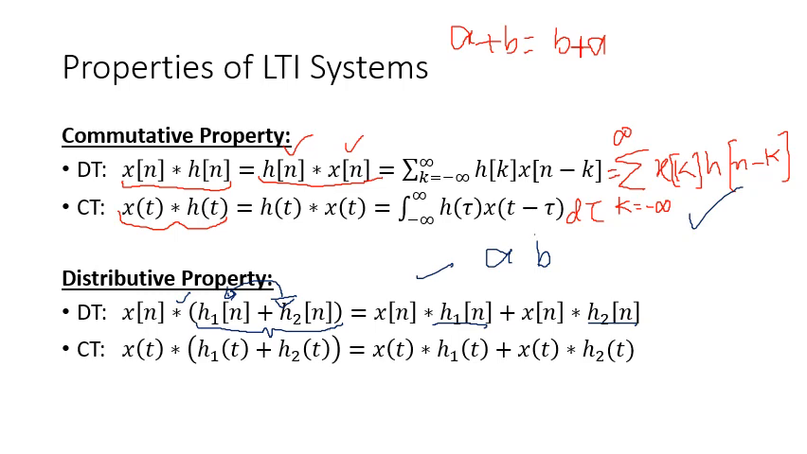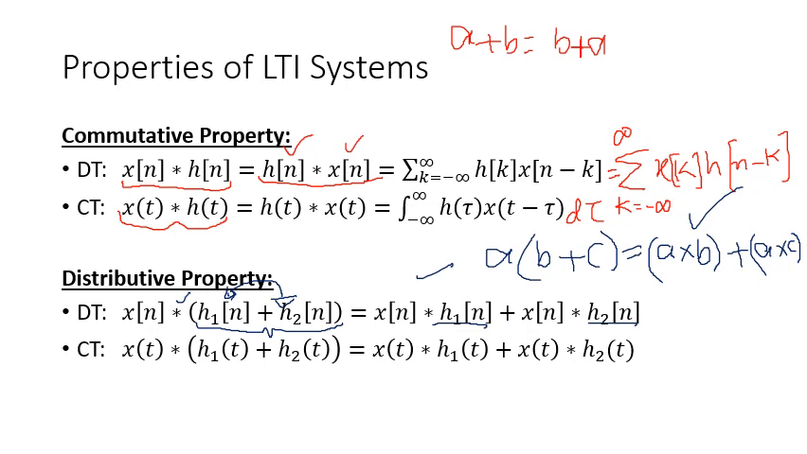So A multiplied by B plus C equals to A multiplied by B, right, plus A multiplied by C. So this is about the distributive property.